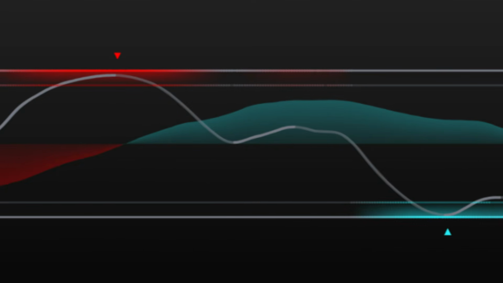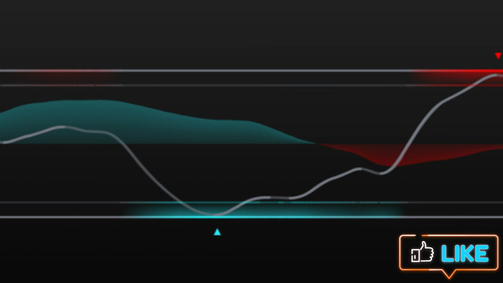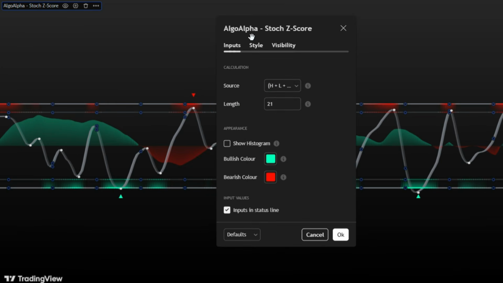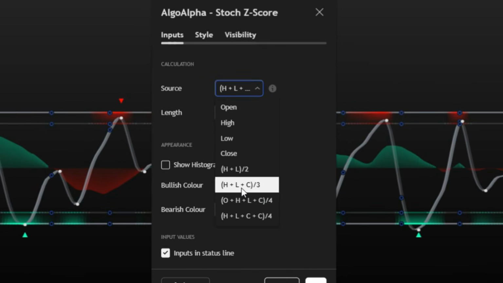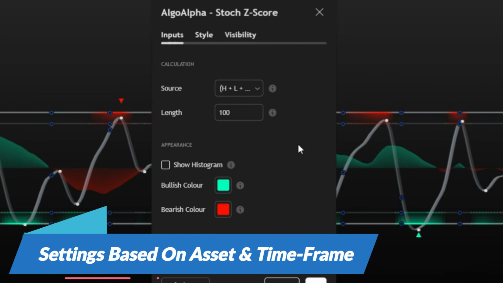Now let's take a closer look at the different elements of this unique oscillator so you can use it wisely when taking trades. To access its settings, simply click on the gear icon next to the indicator's title. In the Inputs tab, you'll find two options, length and source. You might want to adjust these values, especially the length, depending on the asset and time frame you're trading. Generally, higher length values work best for volatile assets, as it helps the indicator deliver more precise and reliable signals.